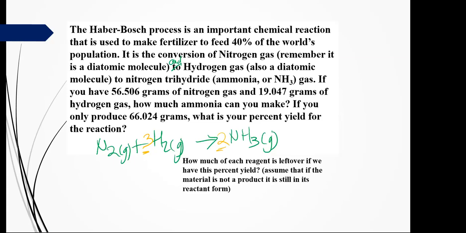So now it's telling us that we have 56.506 grams of nitrogen, and we have 19.047 grams of our H2. And then they want to know how many grams of that NH3 we can make. So if we have 2 reactants, how many times do we need to do this calculation to figure out our theoretical yield? Right? So if we need to figure out our limiting reactant, we have 2 of them, so we need to do it twice.